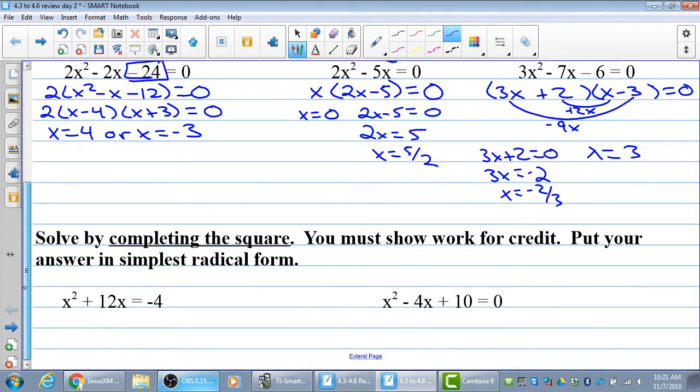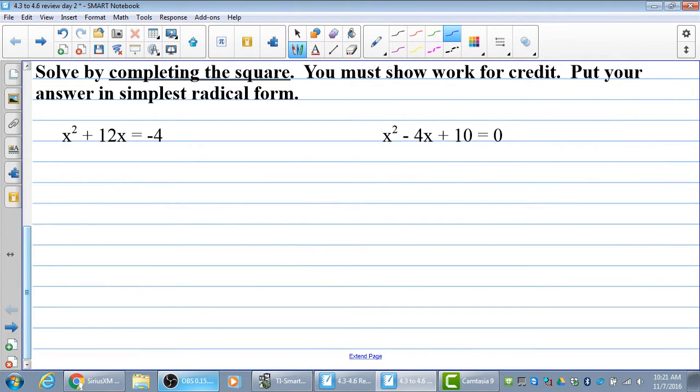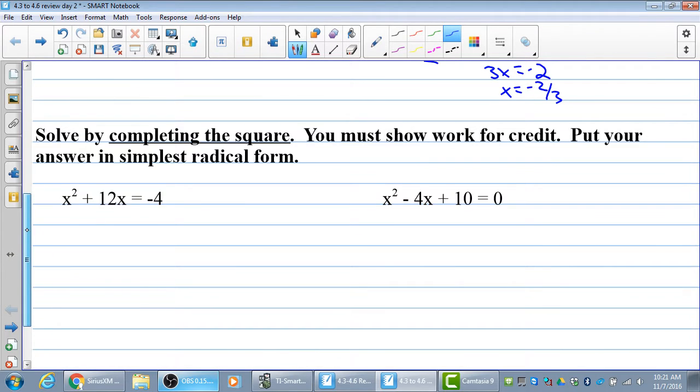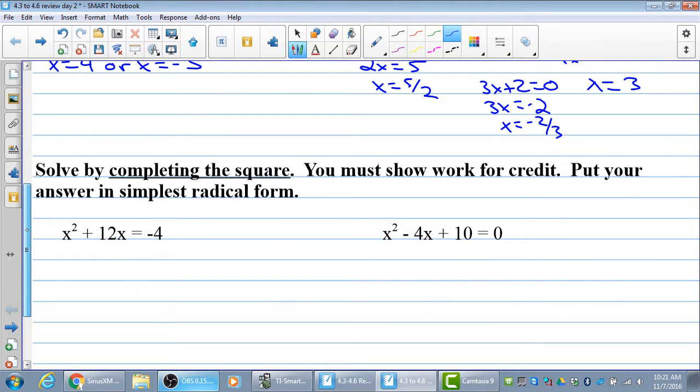Completing the square. First step, make sure a is 1. A is 1. Good. We're good to go there. Get the constant to the other side. It's already over there. X squared plus 12x plus something equals negative 4 plus something. It's already over there. Some of you are bringing the constant back to the other side. No, now we're completing the square. We want it over there.